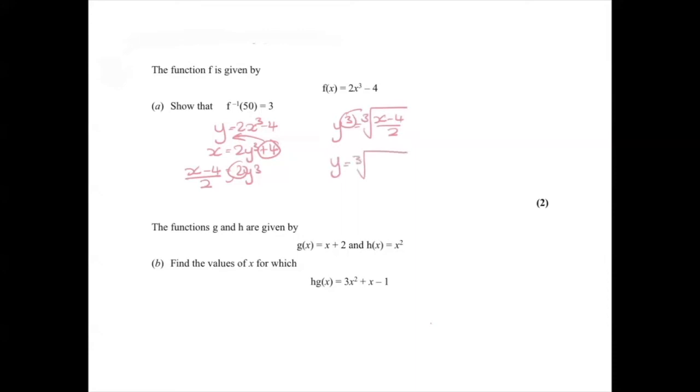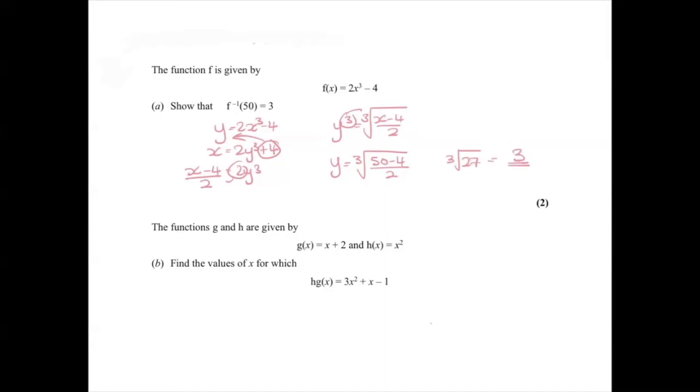Now I'm going to go straight in with substituting the 50. The cube root of 50 take 4 over 2 is 27, and that goes on to give us 3 as a result. So the next one has got a little bit more to it, but it's not too bad actually.